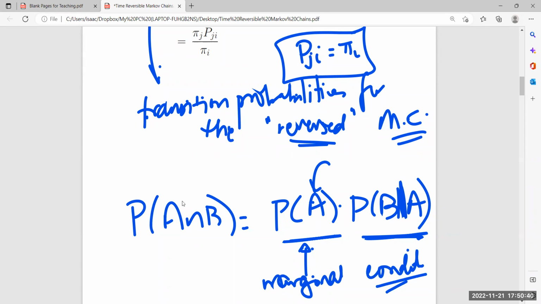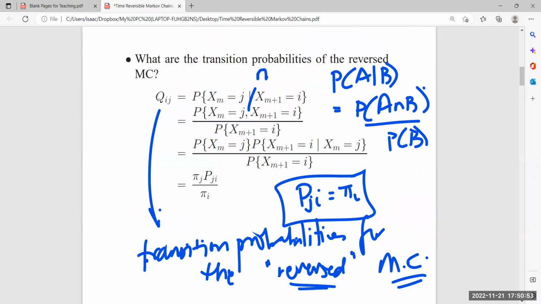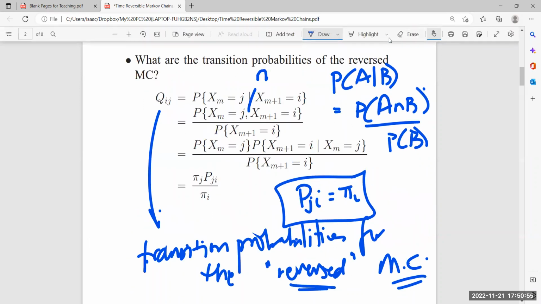So what I will do is look at the intersection that I have here and try to break it up into two pieces, a marginal probability and a conditional probability. That's all I'm going to do. So let me just erase some of these things here.